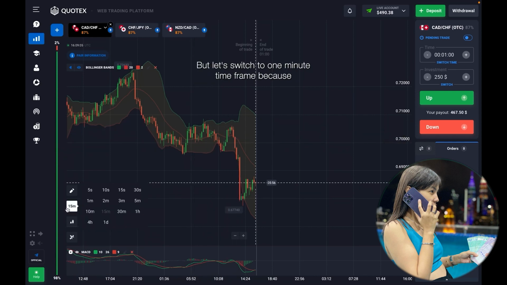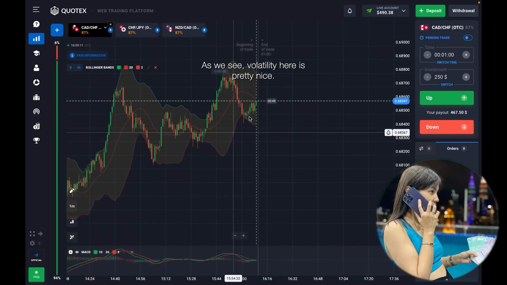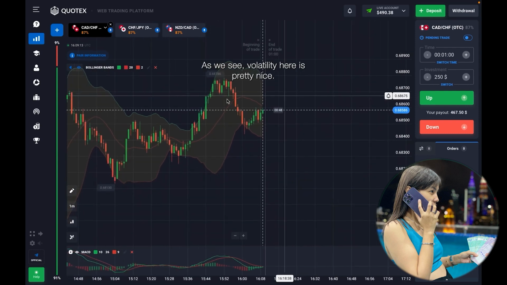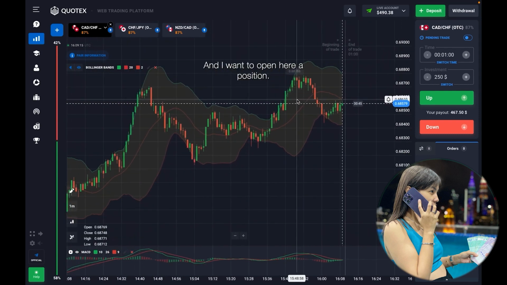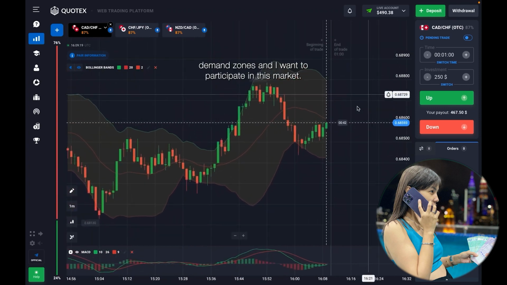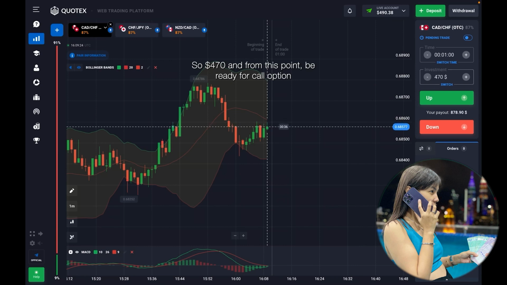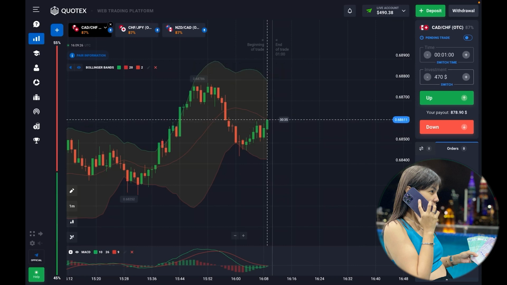But let's switch to 1 minute time frame, because on 1 minute time frame we have an opportunity to gain our profit. And as we see, volatility here is pretty nice, and I want to open a position here. Yes, I rely on technical analysis, there are supply and demand zones, and I want to participate in this market. So $470 from this point, and be ready for collapse right now.